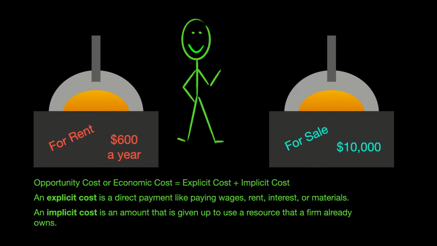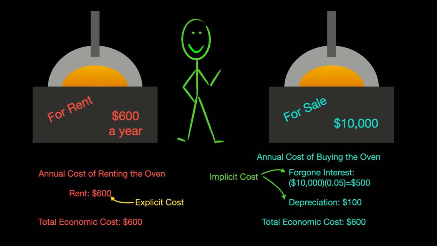When calculating opportunity cost or economic cost, keep in mind that opportunity cost consists of both explicit and implicit costs. An explicit cost is a direct payment or financial outlay like paying wages, rent, interest, or materials. An implicit cost is an amount that is given up to use a resource that a firm already owns. So in this example, the $600 of rent paid each year is an explicit cost. This is an actual financial outlay. This explicit cost represents the entire opportunity cost of renting the oven.